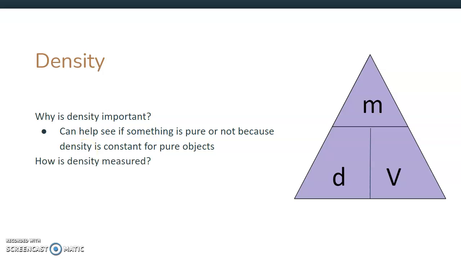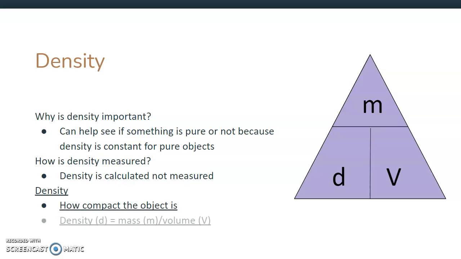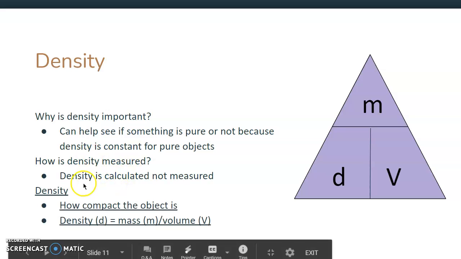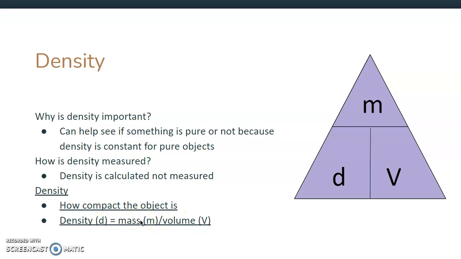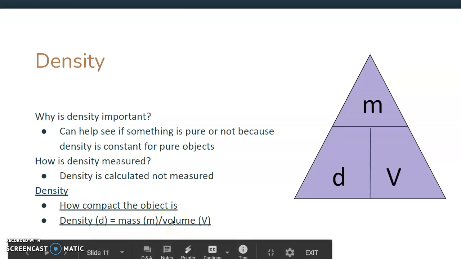So how does it get measured? Density is not measured, it's actually calculated. So we have a definition. Density is how compact the object is, but it's calculated by density is equal to mass over volume. So we will take the mass of an object, which we just talked about what mass is, and divide it by the volume, which we just talked about.